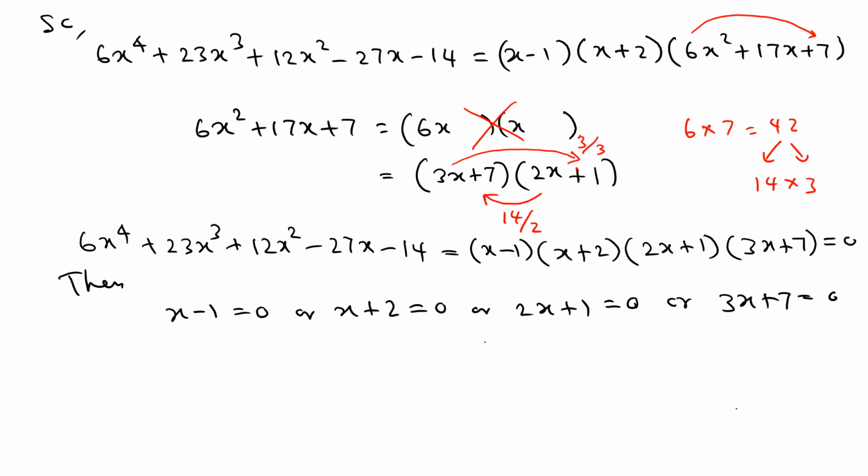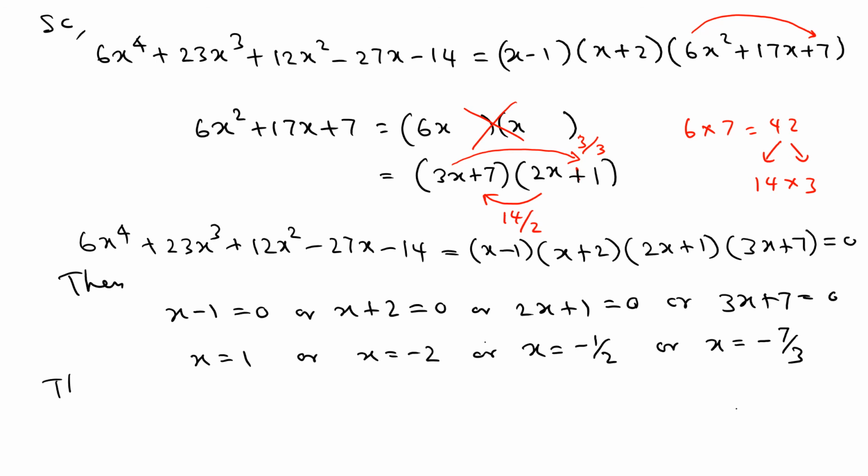This gives you x equal 1, or x equal negative 2. For the next, you move 1 to the other side first, so it's negative 1, and divide by 2, so x equal negative 1/2. The same thing here, you move 7 to the other side first, so it becomes negative 7, and divide by 3, so that means negative 7/3. So those are the solutions.